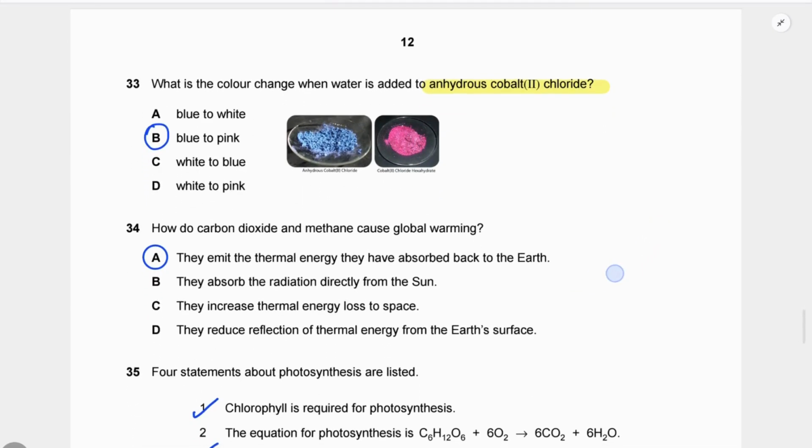Question number 34. How do carbon dioxide and methane cause global warming? They emit the thermal energy they have absorbed back to the Earth, which is correct. They absorb the radiation directly from the sun. No, they don't absorb directly. They increase thermal energy lost to space. No. They reduce reflection of thermal energy from the Earth's surface. The correct answer is A.